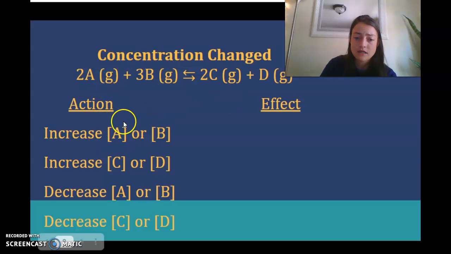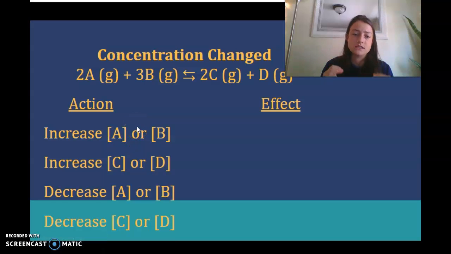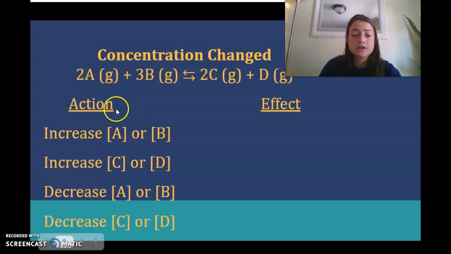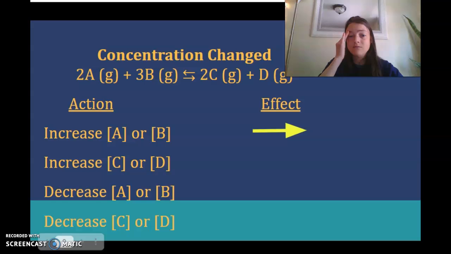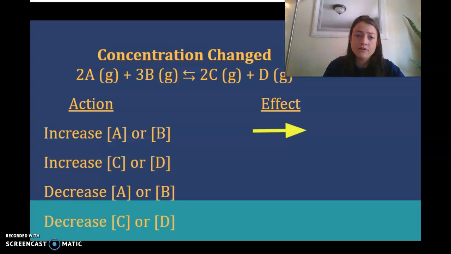The brackets down here in the action section just mean concentration. That's how we abbreviate concentration, in brackets. So if we were to increase the amount of our reactants, A or B, on the left side, then we're going to shift to make more products, because we've increased the amount of reactants and so we're going to try and use some of those up. If we were to increase the amount of products, we're going to try and use those up by shifting back towards our reactants. So then we're going to shift towards the left.